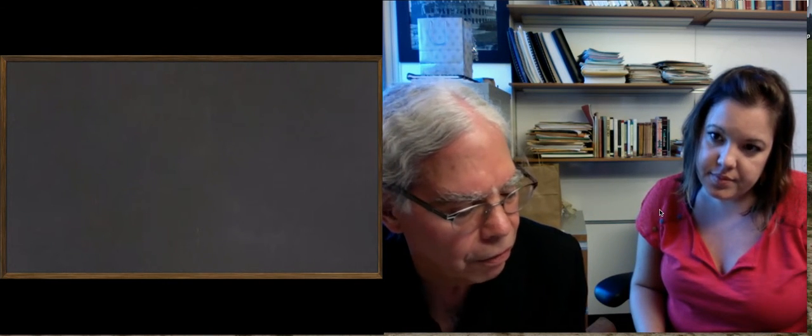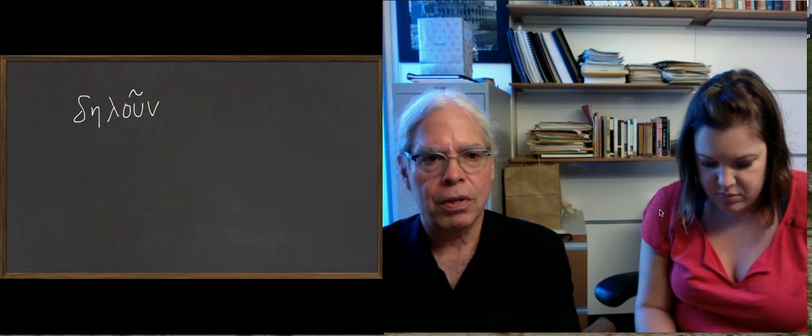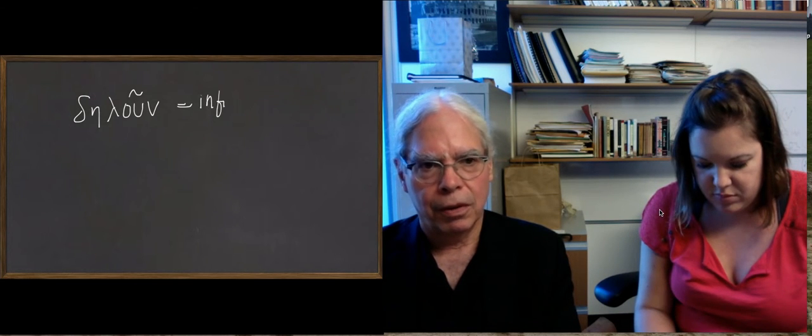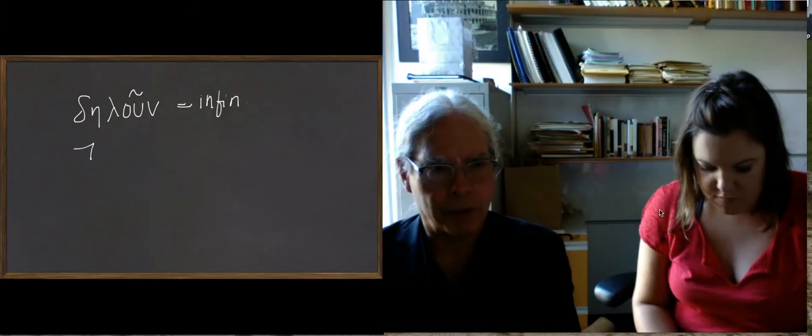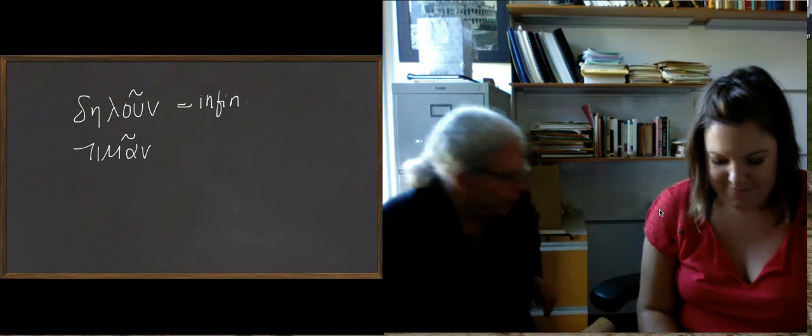The infinitive in the active is delun, okay? No epsilon iota. You're going to have O-U-N, just consistent with timan, which remember did not have an iota subscript. Oops, we lost the light here. Darn, hold on, let me put it on.